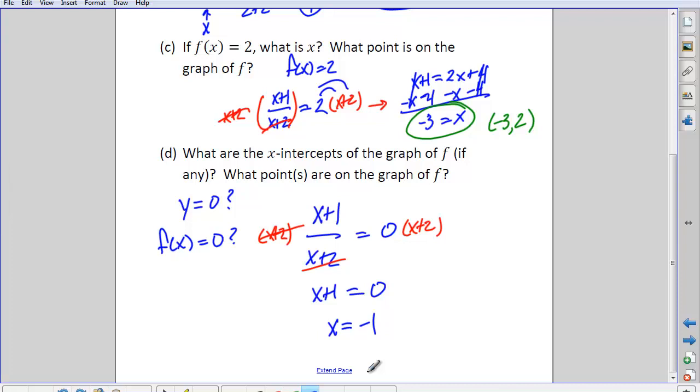And so we should have an x-intercept on this graph at negative 1. And then what point does that correspond to? Our x value is negative 1. What was our y value? Remember we said if it's an x-intercept, the y value is 0. So that's the point that corresponds with the graph of f.